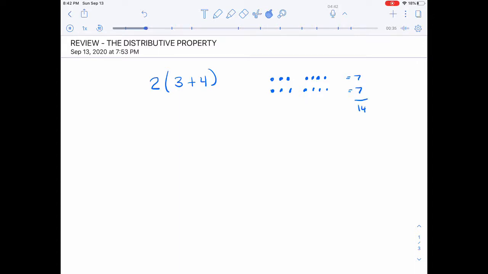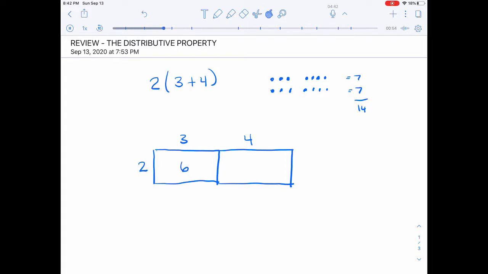Another visual approach would be to place 2 along the vertical edge, and then along one length we have 3, and the other length we have 4. Now the product of 2 and 3 is 6, and the product of 2 and 4 is 8, and 6 plus 8 is equivalent to 14.